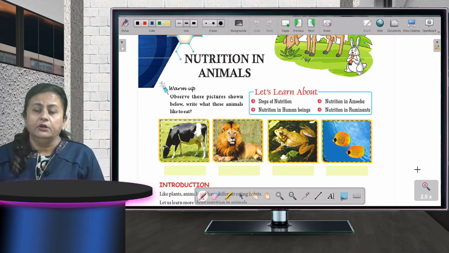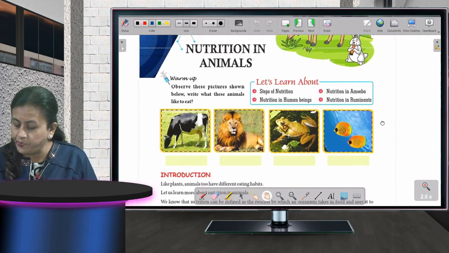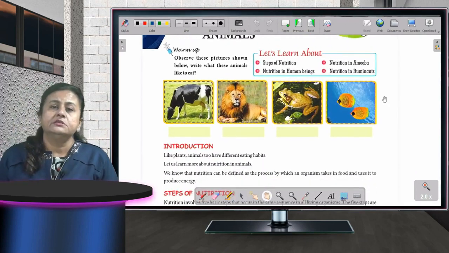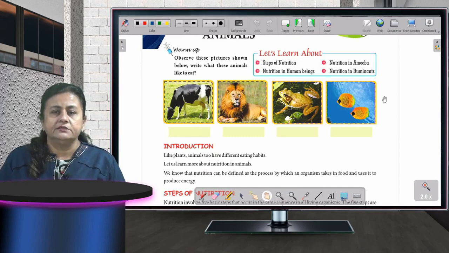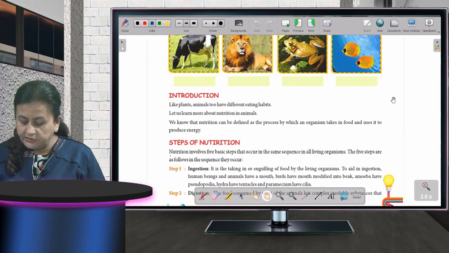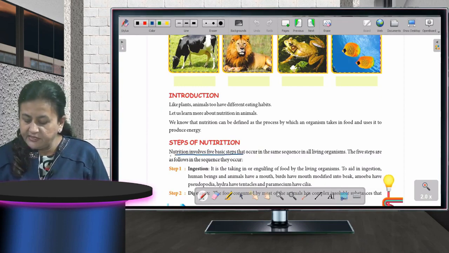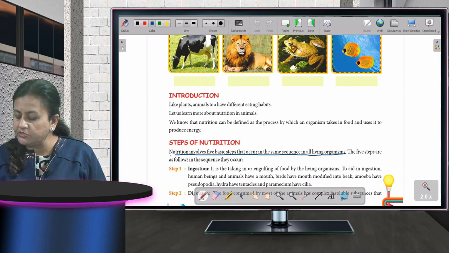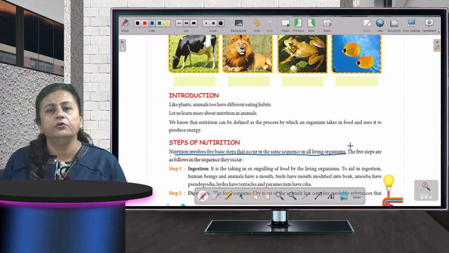Okay, so I'll tell you what all steps every living organism is following. All living organisms follow the 5 basic steps of nutrition. Nutrition involves 5 basic steps that occur in the same sequence in all living organisms. Every living organism has to follow the same steps, and that too in a proper sequence.